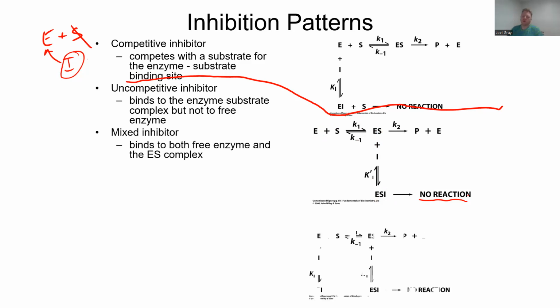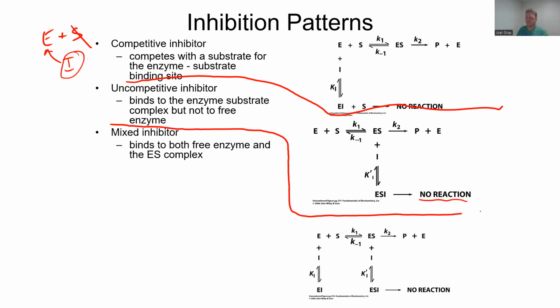Now, our last model is a little bit tricky. This is a mixed inhibitor. Now I'm going to draw a line. There we go. Well, this is tricky because the inhibitor here is capable of binding to the free enzyme, but it's also capable of binding to the enzyme substrate complex, in which case it basically has two ways to prevent the reaction from taking place, to prevent our product from being generated.